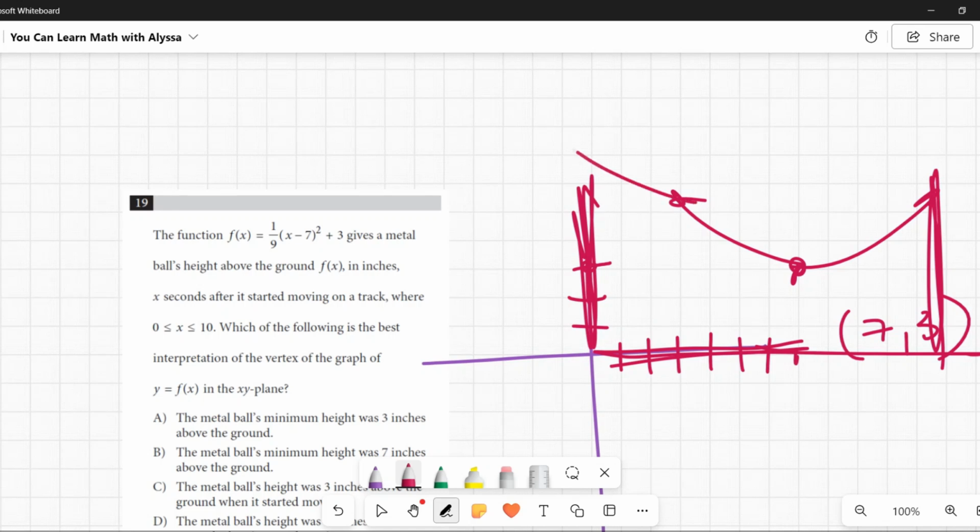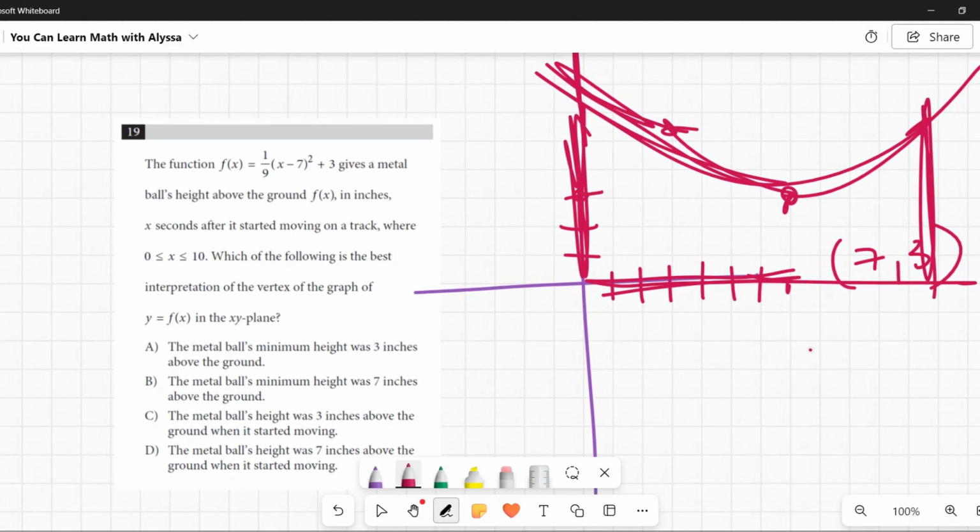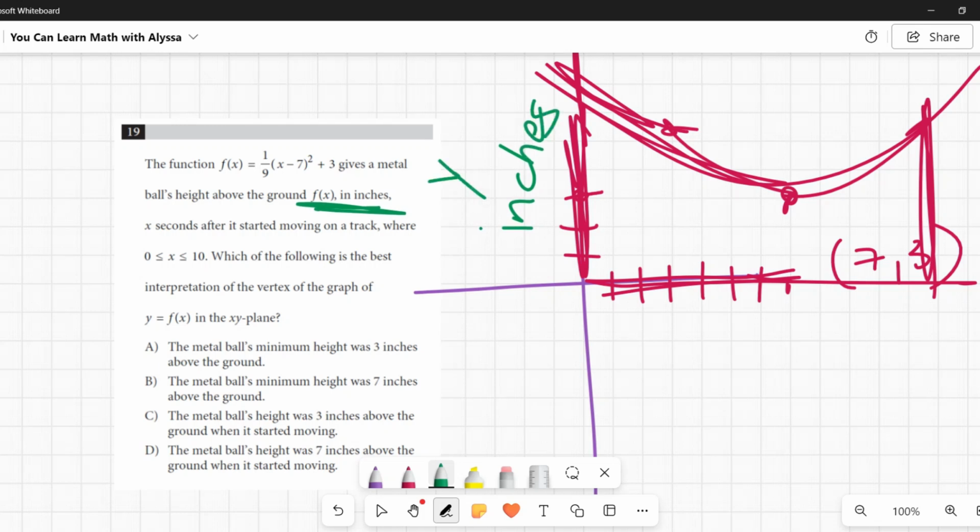I don't know where it's going to cross, but it's starting there. And this is what's happening to this metal ball. So which of the following is the best interpretation of the vertex of the graph, this 7, 3? And we are told, just to make sure, the ball's height in inches, so this is inches over here. My y is inches, and x is seconds. So my x over here is seconds.